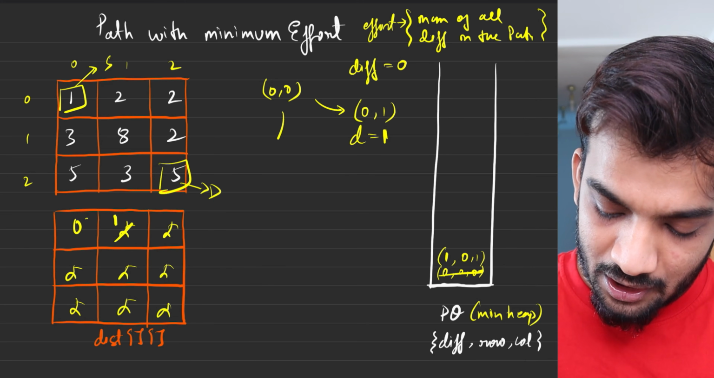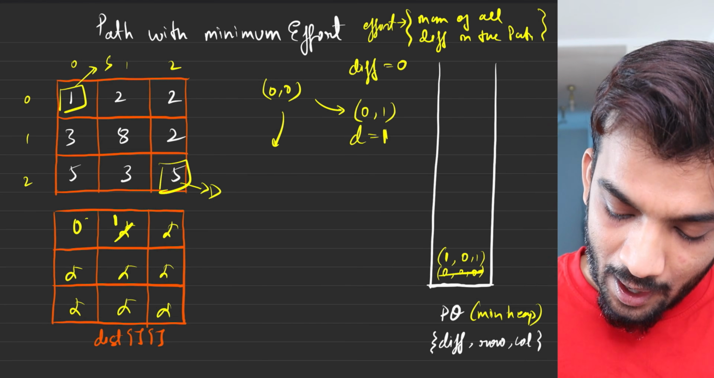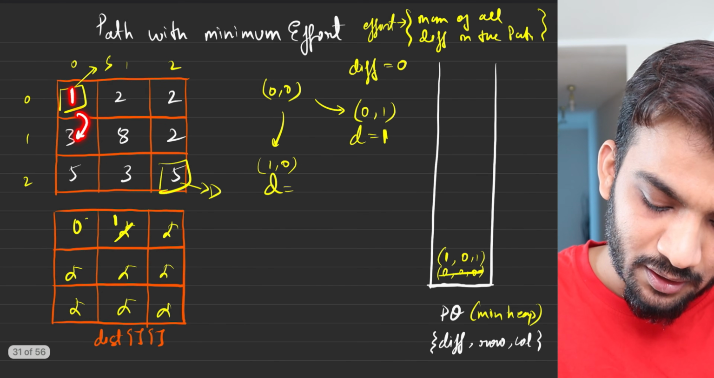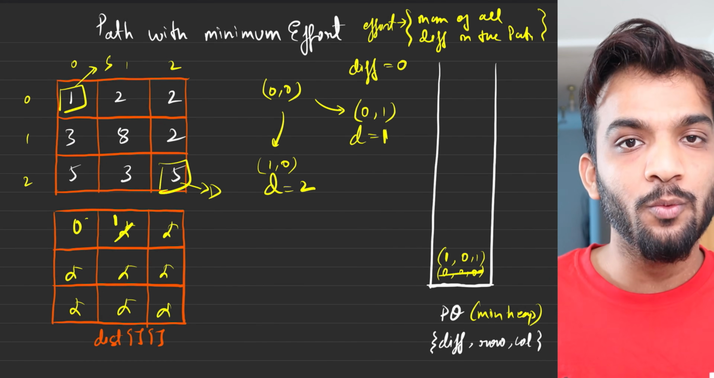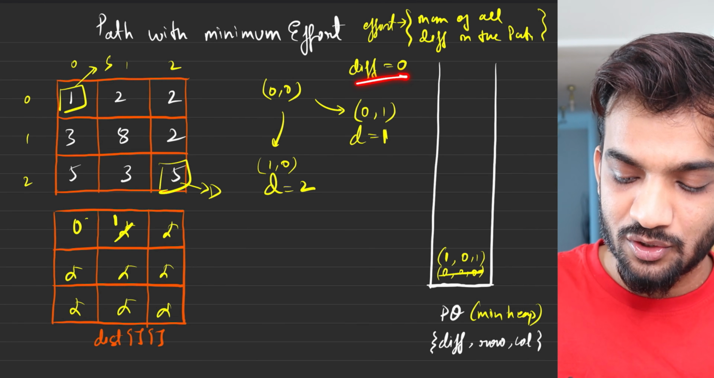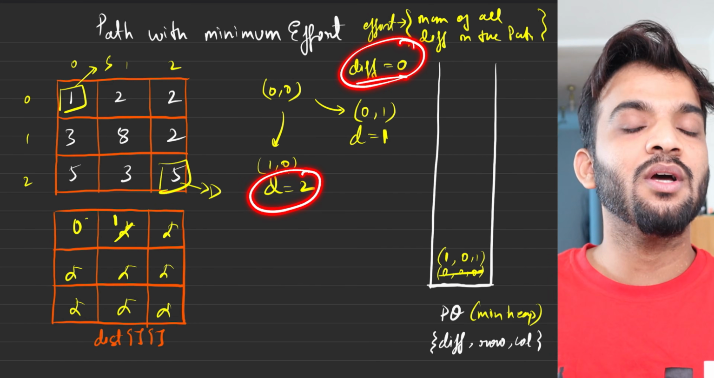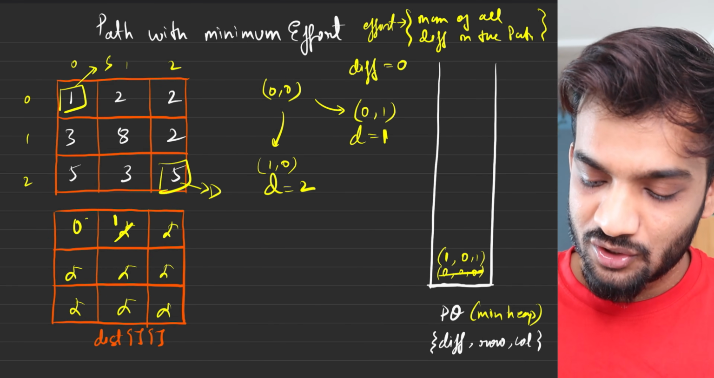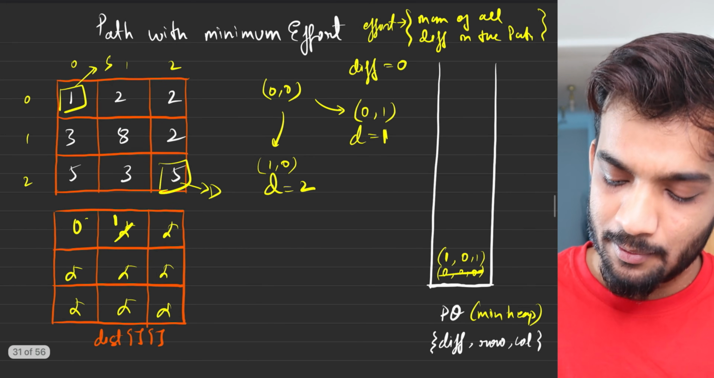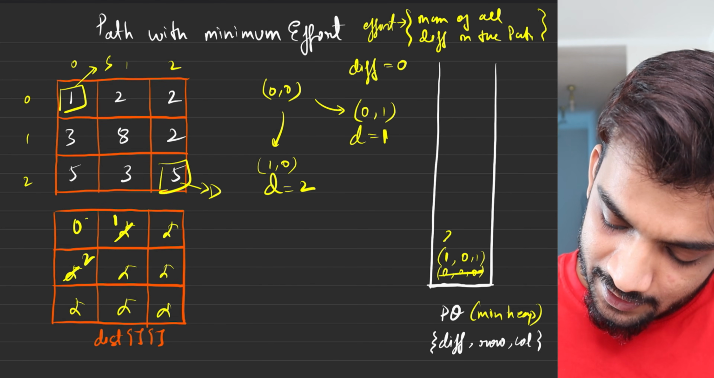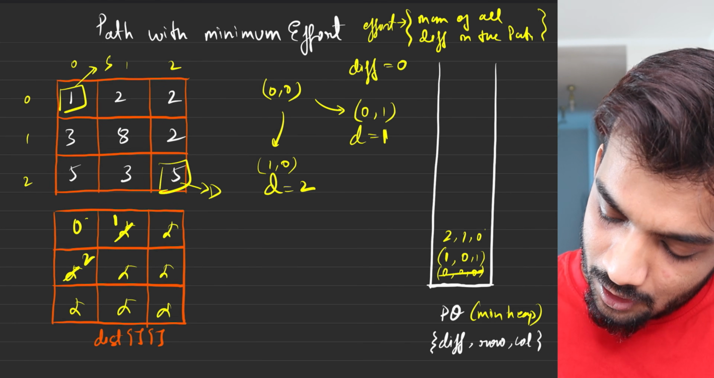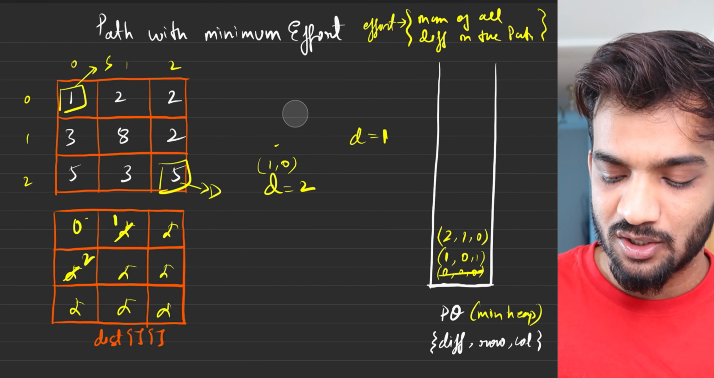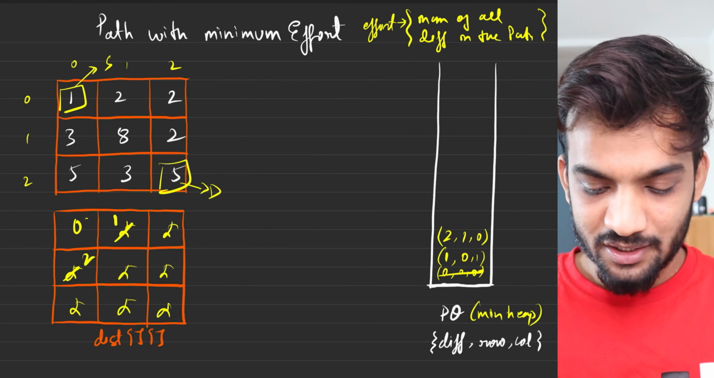Done. Now can I go down? Yes, I can go down, which is 1 comma 0 as the coordinate, and if you find the difference, it's 1 and 3, so the difference will be 2. Now previously the difference taken was 0. Now I'm taking a difference of 2, and the path effort states maximum of all differences. So 0 and 2, the maximum is 2. So I'll put 2 comma 1 comma 0 into the priority queue, and I'll just erase this because the iteration is done.